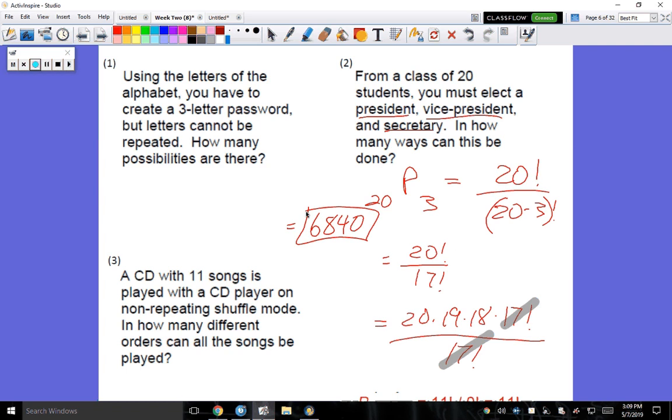Let's look at 3. Again, I want you to be thinking order matters, order matters, order matters. And what are the words that they're saying? Because I won't tell you, hey guys, use permutation to do the following problem. It won't say that. You'll have to decide.